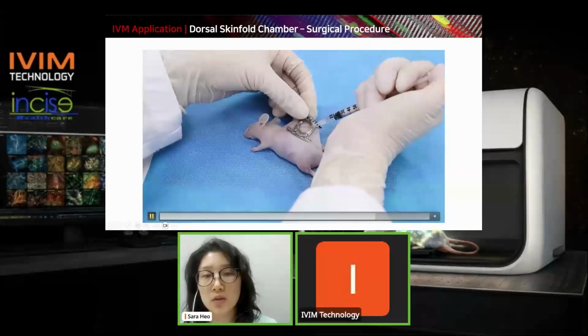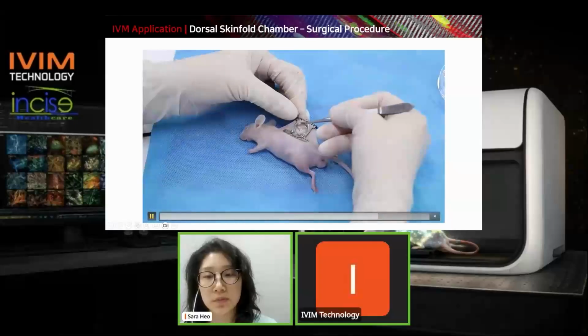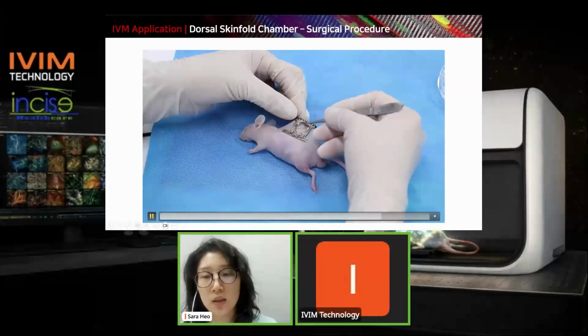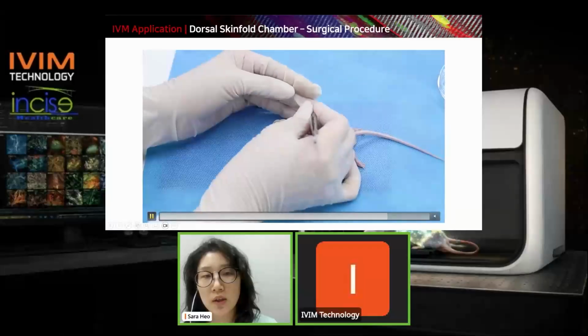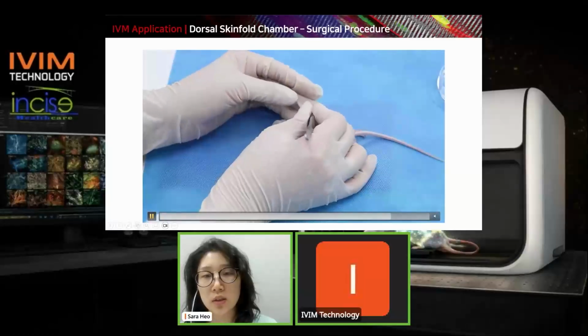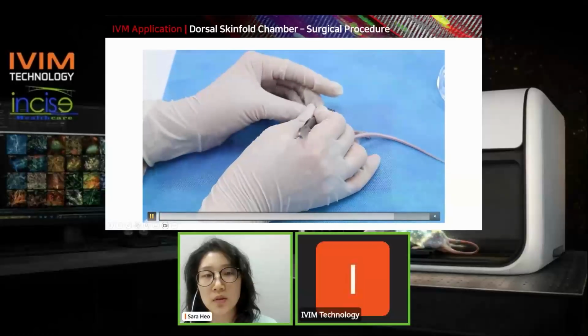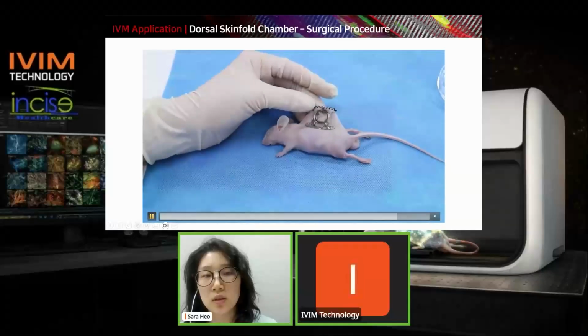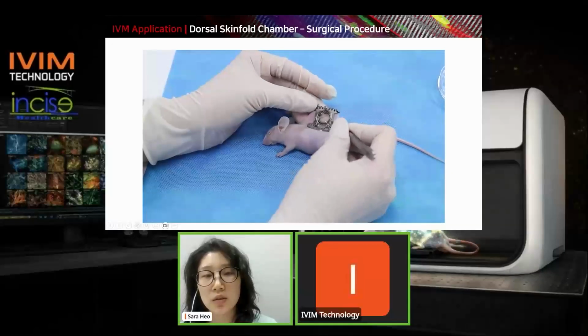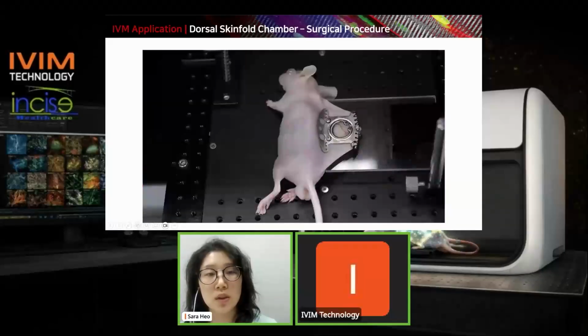Then this part is going to be covered with the glass. It's a cover glass to cover the chamber and the exposed area. And this area is secured using a C-ring right now. Like that. It is secure. And now it's ready to be imaged. And this is how it looks under the microscope with the DSC holder securing the position.